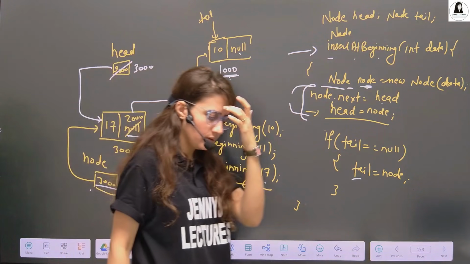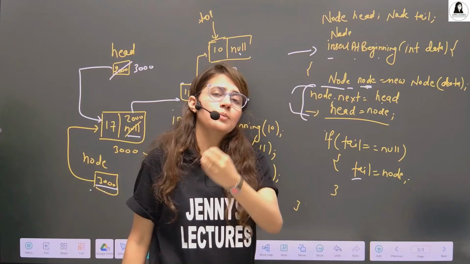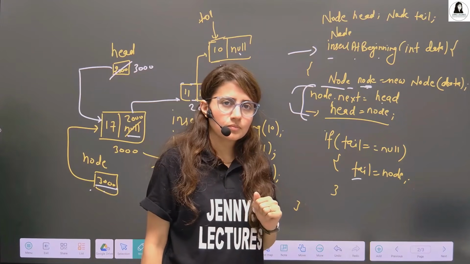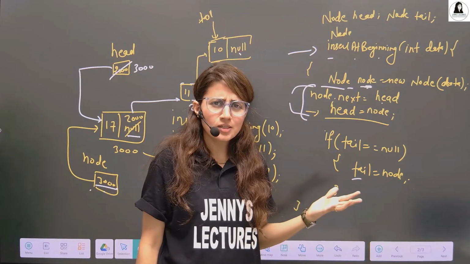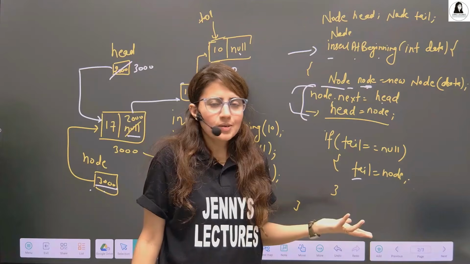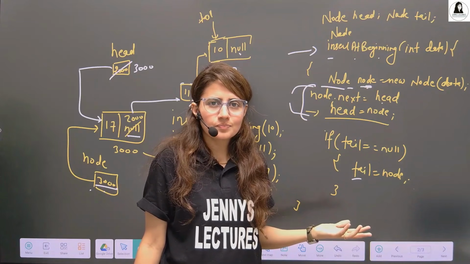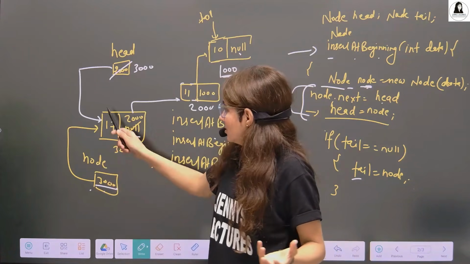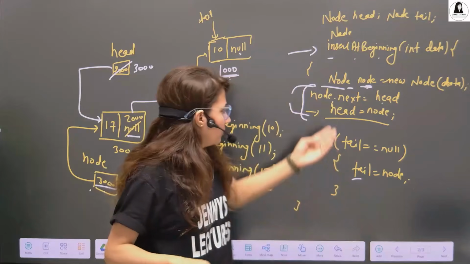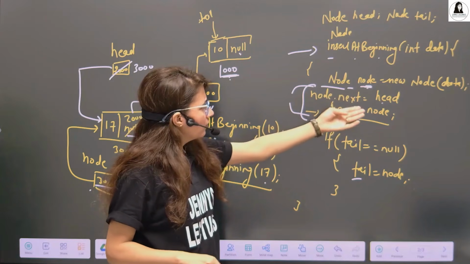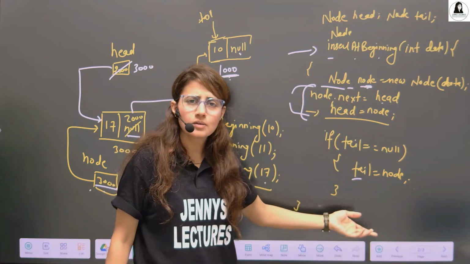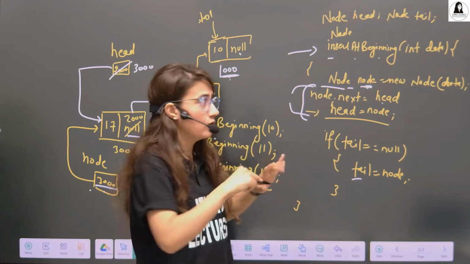Now tell me, what would be the time complexity for this? Are you running any loop or anything like that? No. Some constant operations we are doing: creating the node and updating the links. So it is order of 1, not order of n, order of 1.